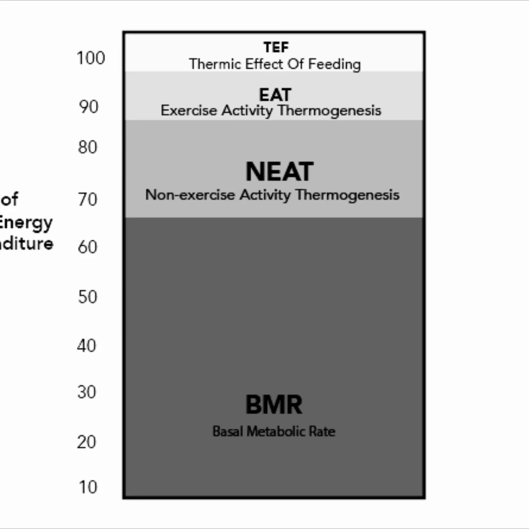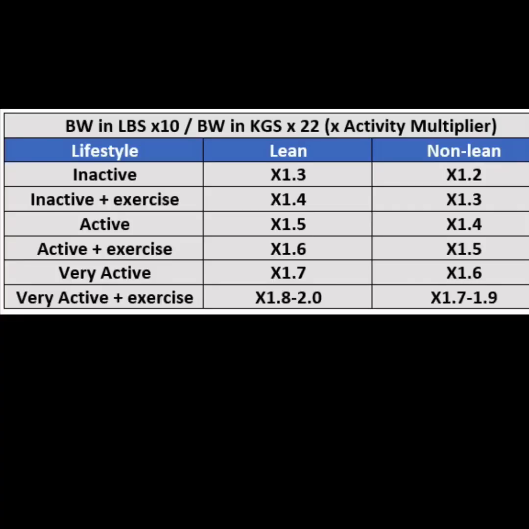If you go over that number of calories, you'll put on weight. If you go under that number of calories, you will lose weight. There are loads of calculators you can use that work out your total daily energy expenditure. Most of them are fairly accurate and fairly good. You can use this one here, which works with your body weight in pounds times 10, like we already did, to work out your BMR. And then you just multiply that number by one of these, whether you're inactive plus exercise, active plus exercise, very active plus exercise. And you just multiply it by one of these, whether you're lean or non-lean.